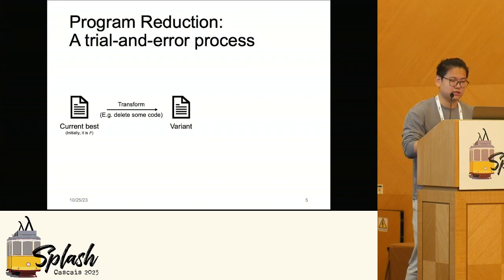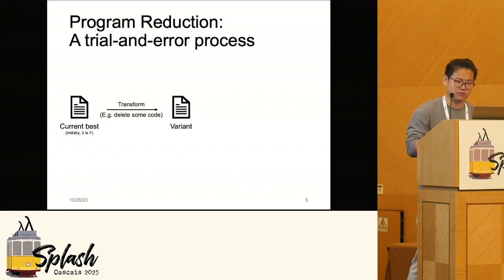And program reduction is a trial and error process. During the reduction process, a current best program will be maintained, and it is initialized by the input program. And in each iteration, the reducer will perform a transformation to the current best. For example, it may delete some code from it, and a variant will be obtained.